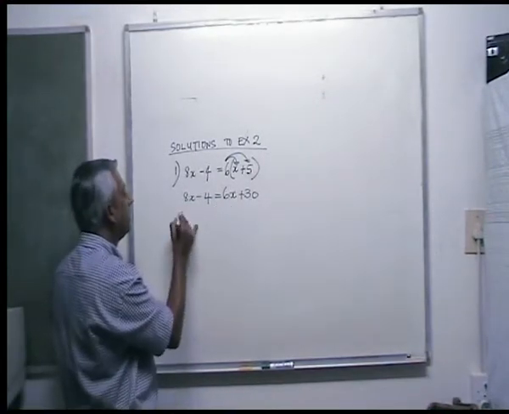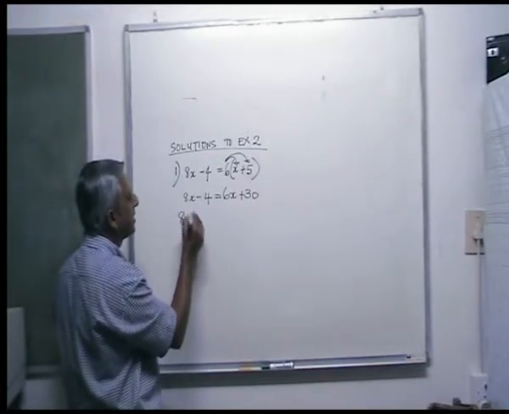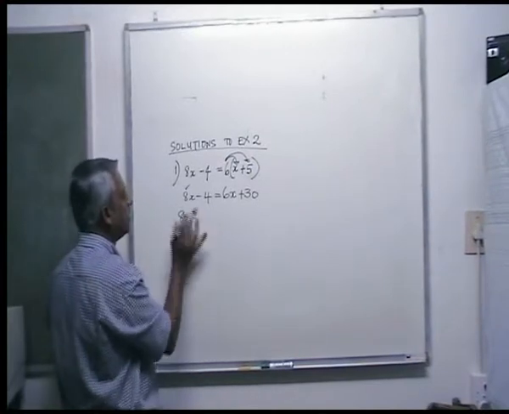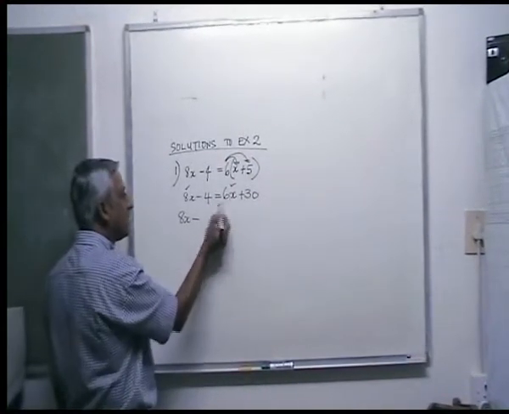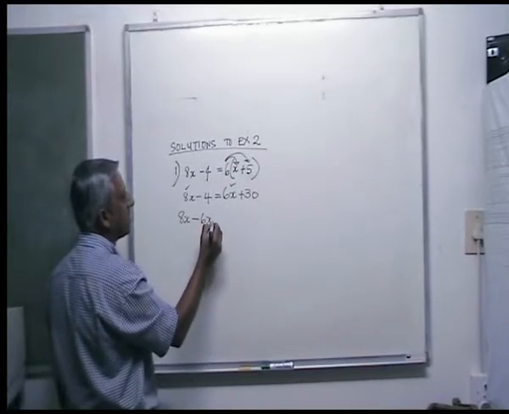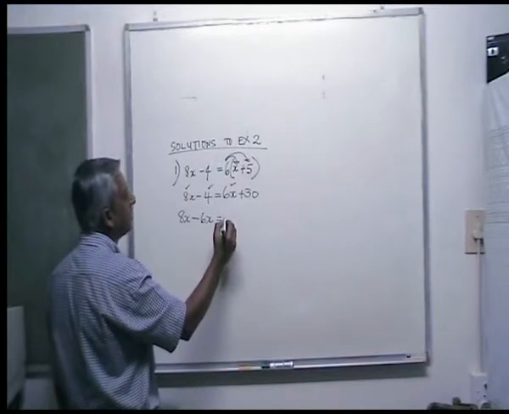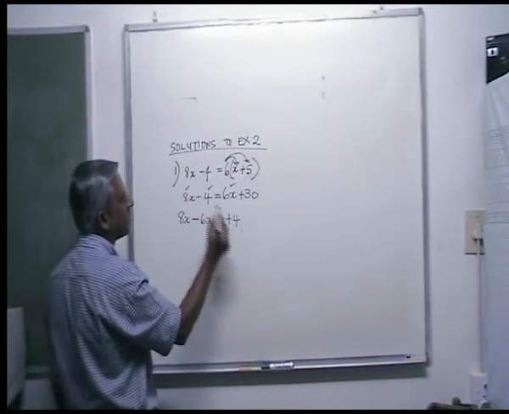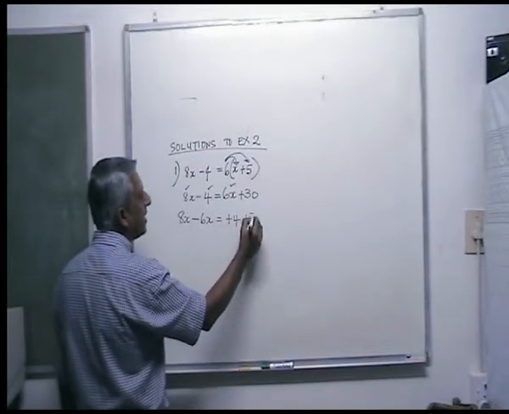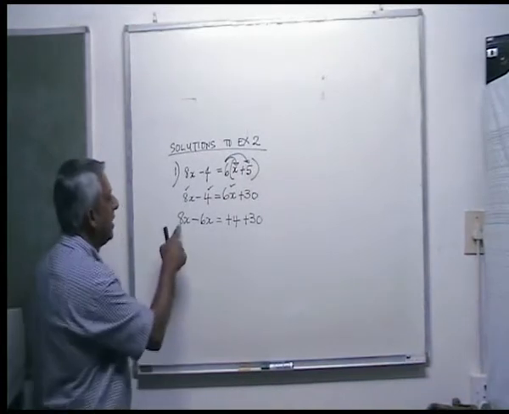Now we have to bring the unknowns on the left hand side. So there's 8x, we just brought it down. So nothing changes when you bring something down. But this one we're going to transpose it, so it's minus 6x. Then the minus 4 we're going to transpose it, so it'll become plus 4. Minus 4 will become plus 4. And the 30, we're just bringing it down, therefore nothing changes.